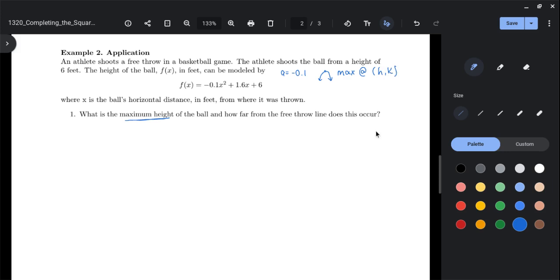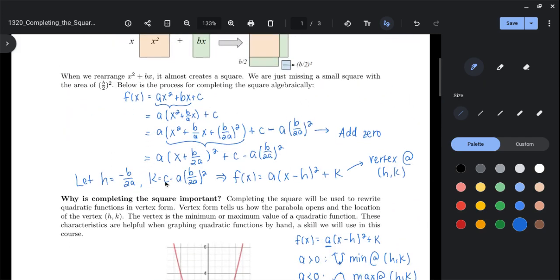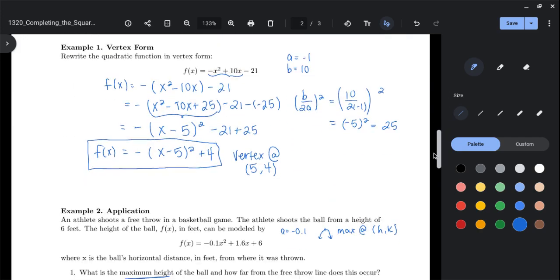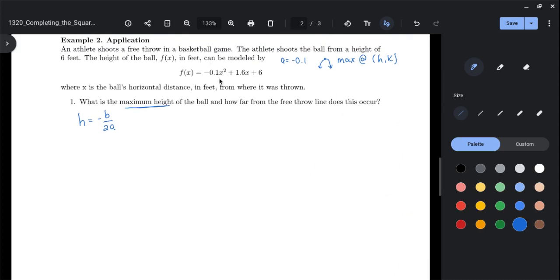Now, in this case, we're looking for the maximum. We can actually find the vertex without having to complete the square. And like I had shown you above, when we completed the square in our general equation, we can calculate the x value of our vertex, or our h, as -b over 2a. So let's go ahead and write that down. And let's go ahead and identify those parts from our problem or our equation.